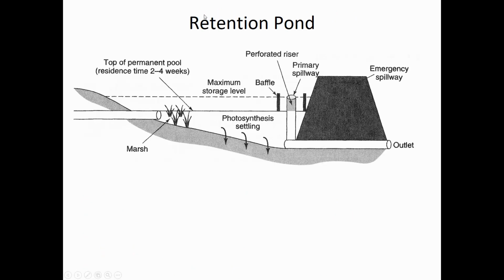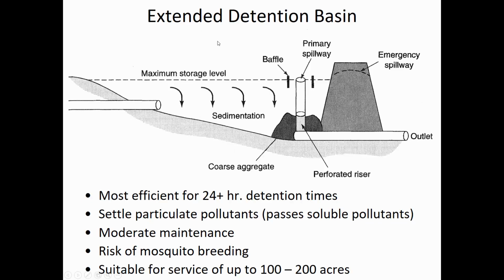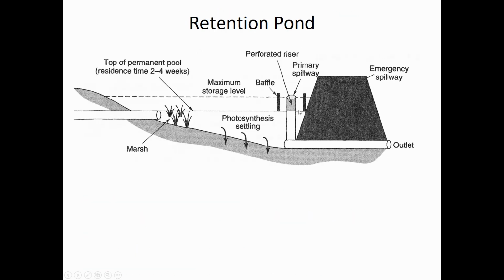In contrast to the extended detention basin, look at where the perforated riser is. Now, in the case of a retention pond, the perforations are at the top of the pipe. So no water is going to be leaking out during the storm. It's only when the water level gets above those perforations that the outflow will begin.